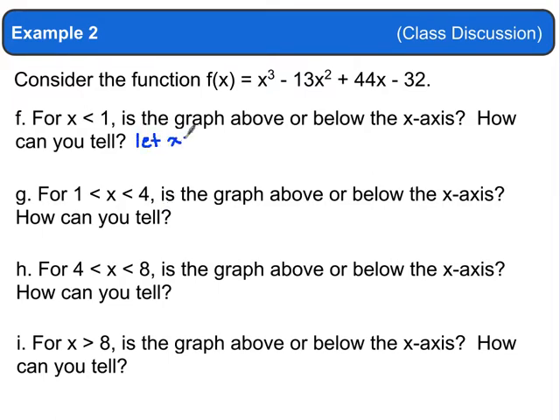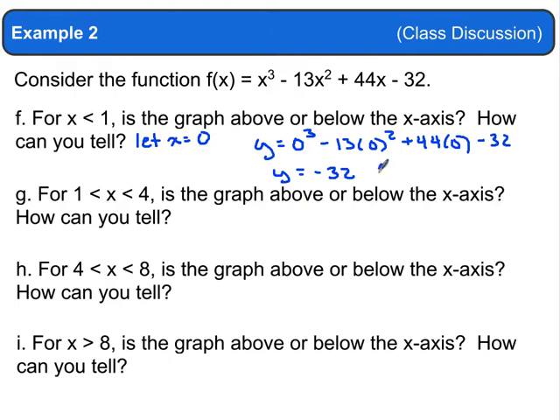Let x equal, let's just say 0, right? 0 is less than 1, so we're going to put into our equation y equals 0 to the third power minus 13 times 0 squared plus 44 times 0 minus 32. And we calculate that, and we find out that y is equal to negative 32, which is negative. So we're going to just remember that.